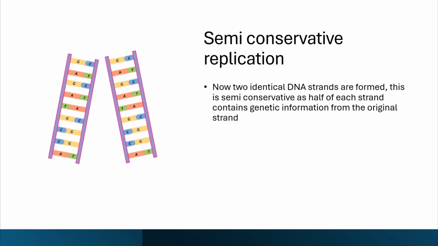This is semi-conservative, as half of each strand contains genetic information from the original strand. Half of this strand was the original DNA, half of this strand was the original DNA, because remember, we used one DNA strand here and we split that in half and then we created these two. So that's why it's called semi-conservative, conservative because it stayed the same.